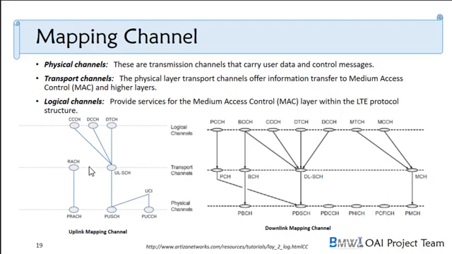And in the transport channel, this is the channel between the physical layer and the MAC layer. This part is for the physical layer, and this is for the MAC layer. For the transport channel, the physical layer transport channel offers information transfer to medium access control and higher layers. So the transport channel is here and the MAC layer is here.